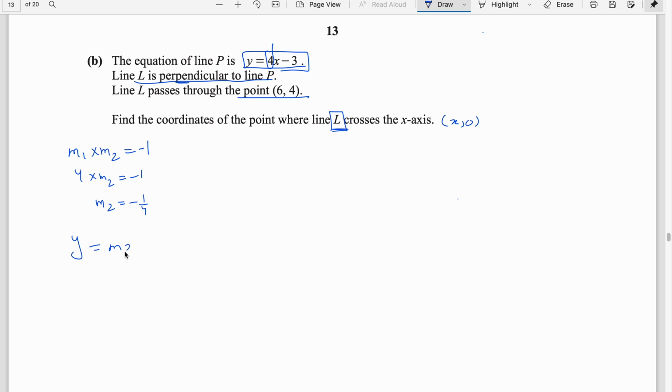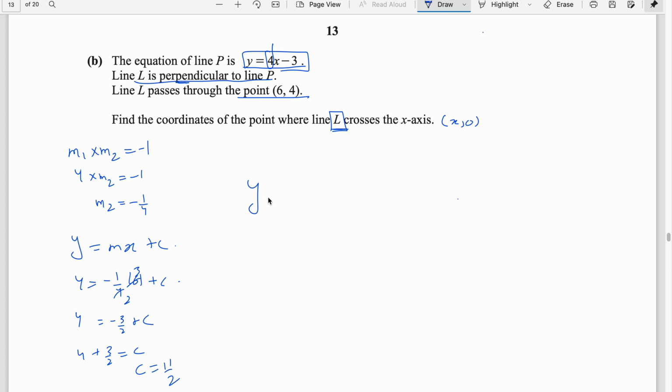Use y equals mx plus c. The value of y is 4. Gradient is minus 1 by 4. The value of x is 6, to find c. So minus 1 by 4 times 6 is minus 3 by 2, and 4 plus 3 by 2 is equal to c, and we use our calculator. 4 plus 3 by 2, I get 11 by 2.